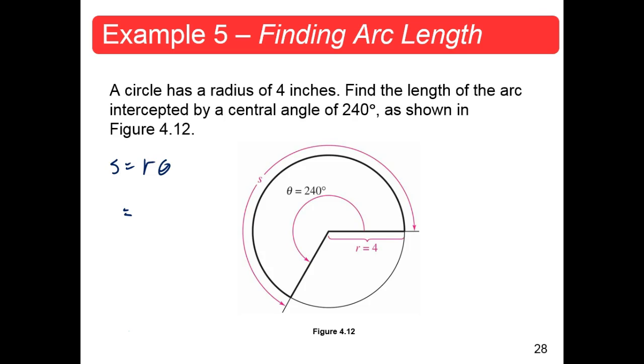What would you get? What's your radius? 4 inches. They didn't put the units, but they should have. Okay. So you could do 4 inches times what? 240 degrees, I heard. Will that give you the right answer?